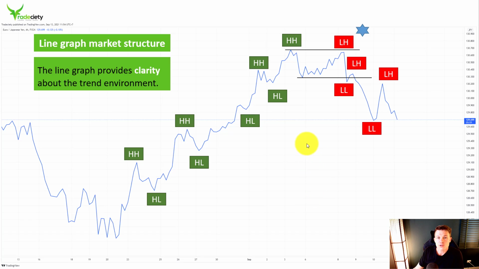Sometimes it really helps to change to the line graph to just get a much clearer picture, and that's exactly the goal and the purpose of a line graph. It helps you add more clarity, it helps you filter out a lot of noise, and when you do that, we are often able to look at and understand the price structure and the trend structure on a much, much deeper level.